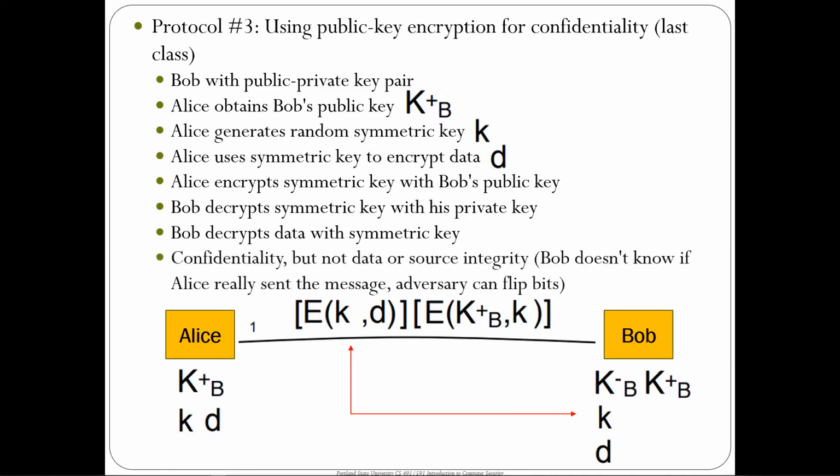And you get confidentiality, but you don't get data or source integrity because Bob doesn't know who used all of this stuff, right? Anybody could have sent this. And in addition, anyone could have flipped any of these bits, and there's no integrity check per se that says bits were flipped, right? You need hashes to do the integrity check in this case. Okay, so that is the first attempt.